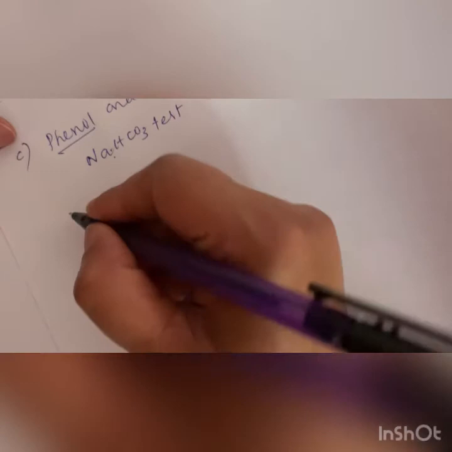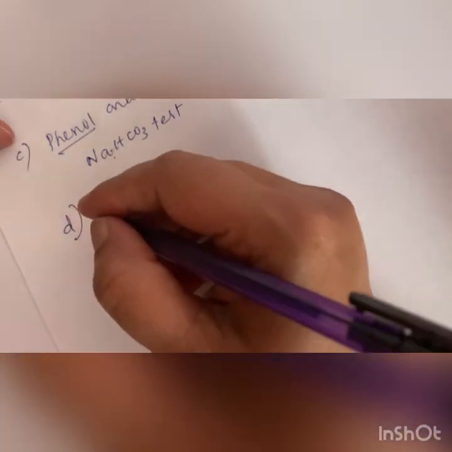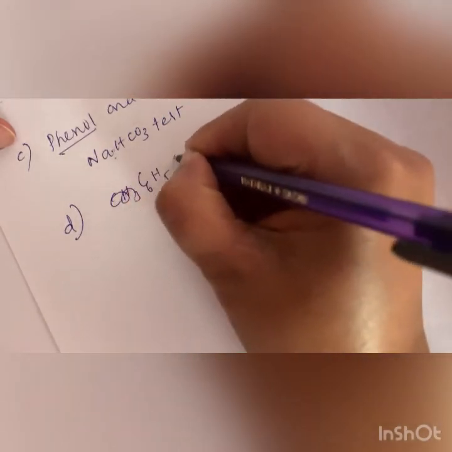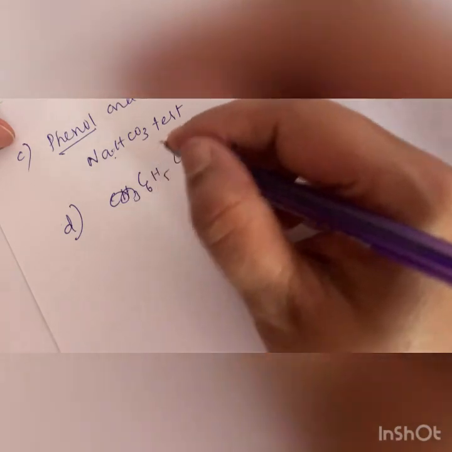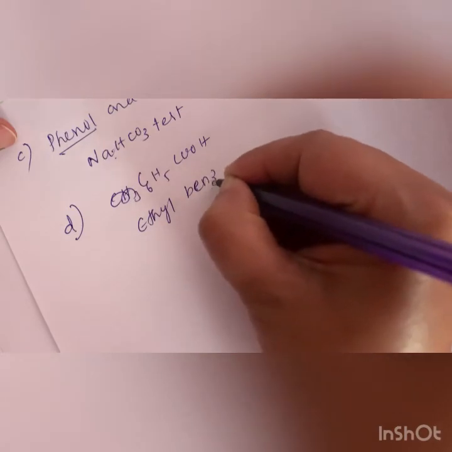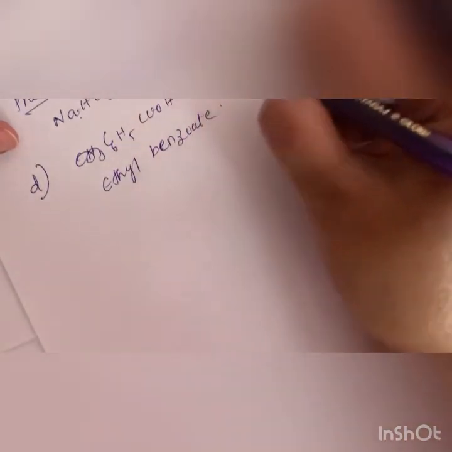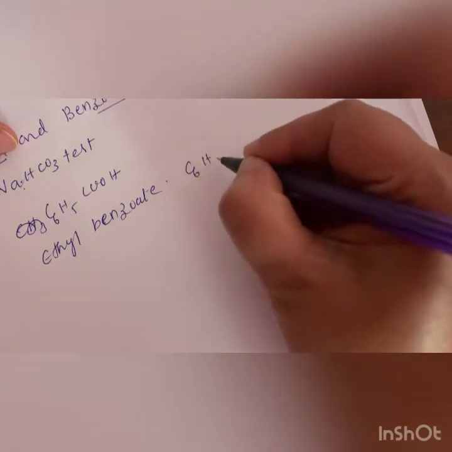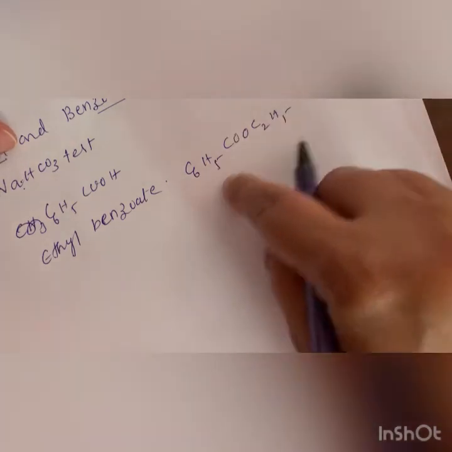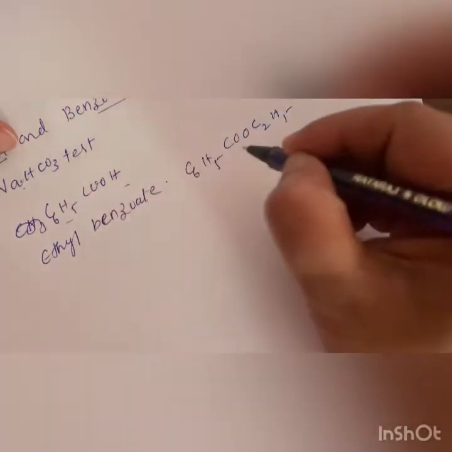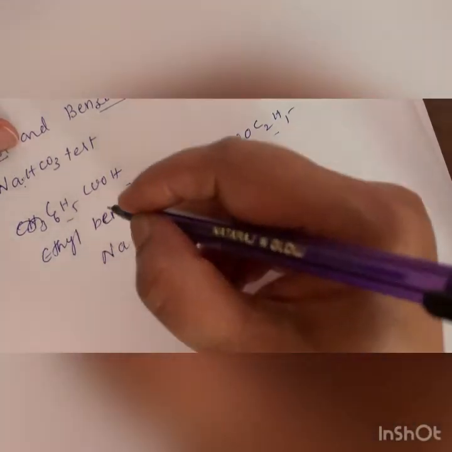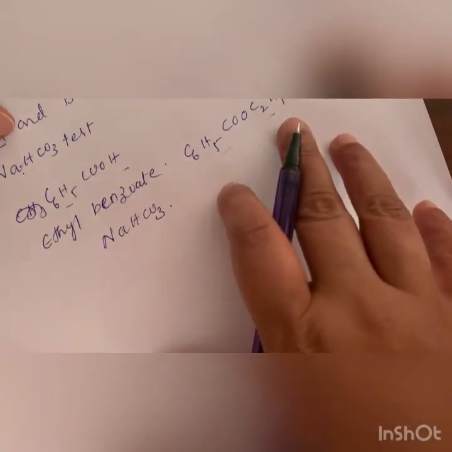Okay, now the next one they have given: benzoic acid and ethyl benzoate. What is benzoic acid? C6H5COOH is benzoic acid. If H is replaced by C2H5, this is ethyl benzoate, which is an ester. So here also you can use the sodium bicarbonate NaHCO3 test, because benzoic acid will give this one. So you can use it like that.